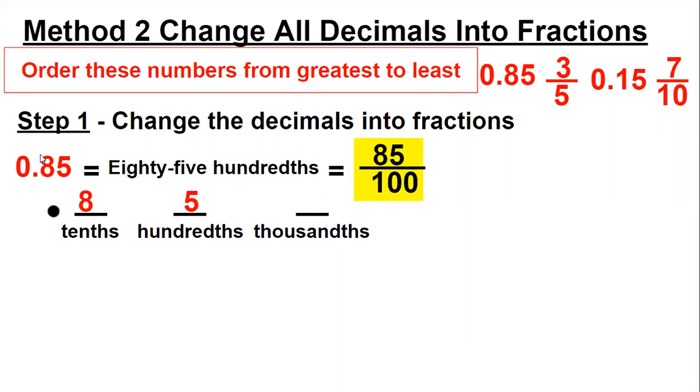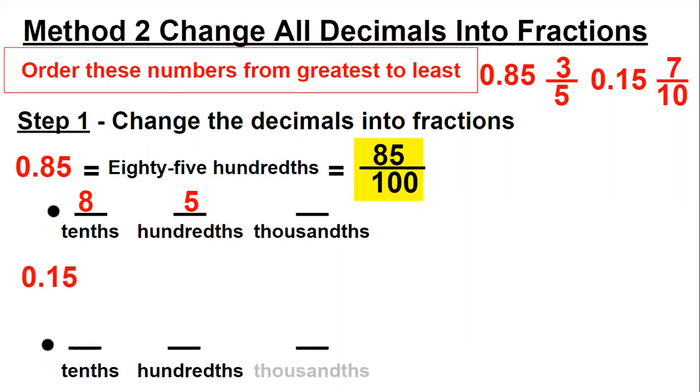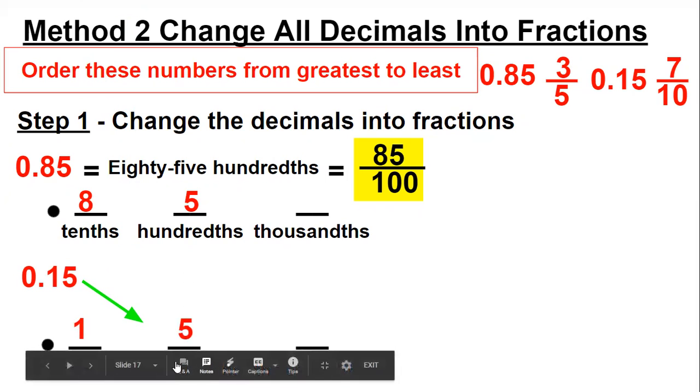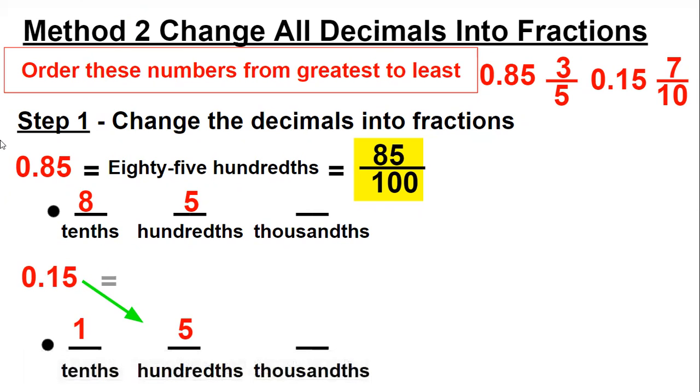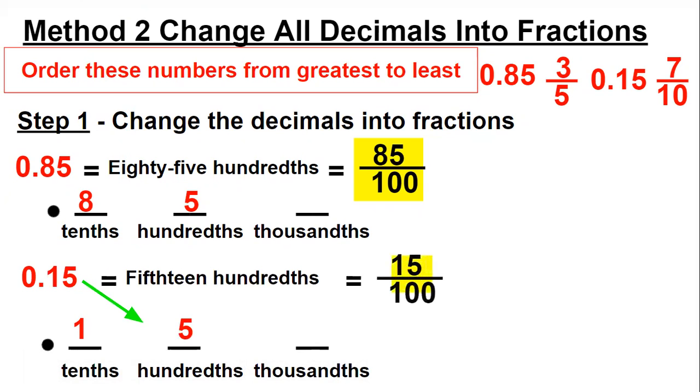Then we have to do the same thing with 0.15. So we're going to put our tenths, our hundredths, and our thousands again. And we're going to put 0.15 on our spots here. And since the 5 ended up in the 100 spot, we're going to call it 15 hundredths. And we're going to label that as 15 on top with 100 on the bottom. So now we have all of our decimals turned into fractions.